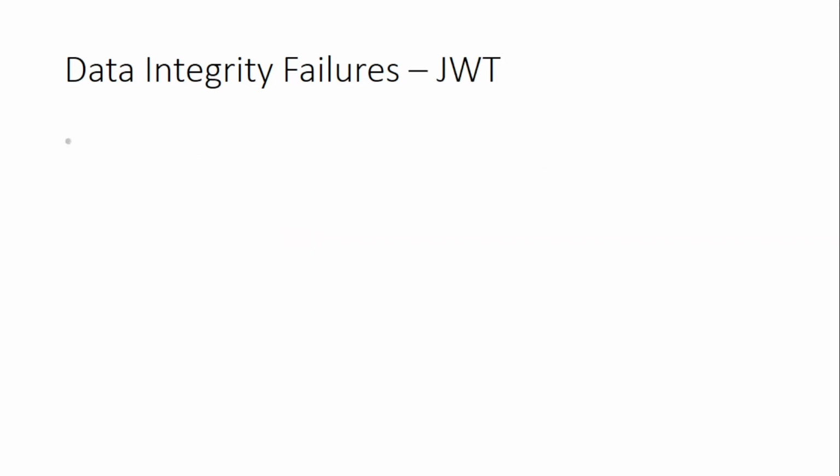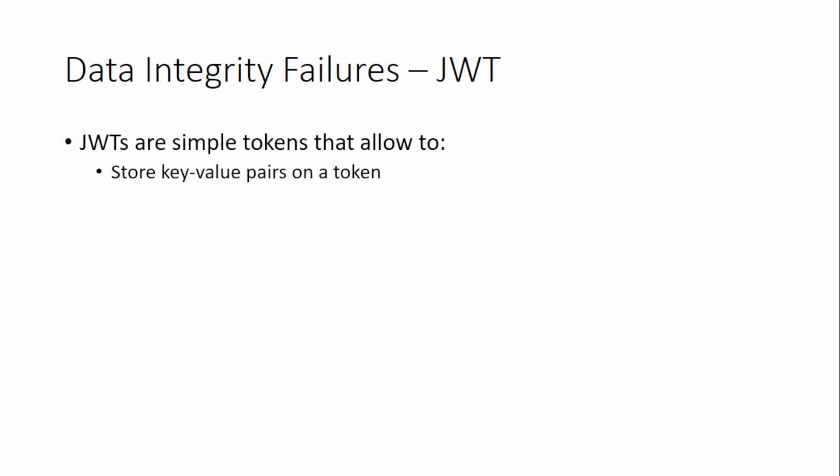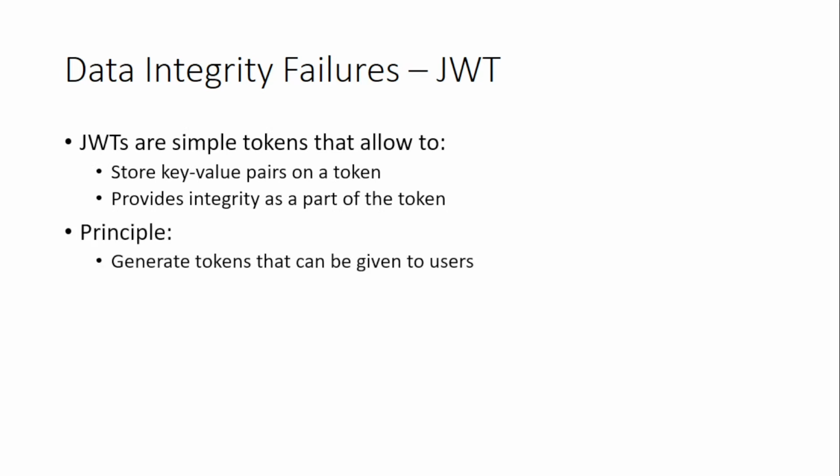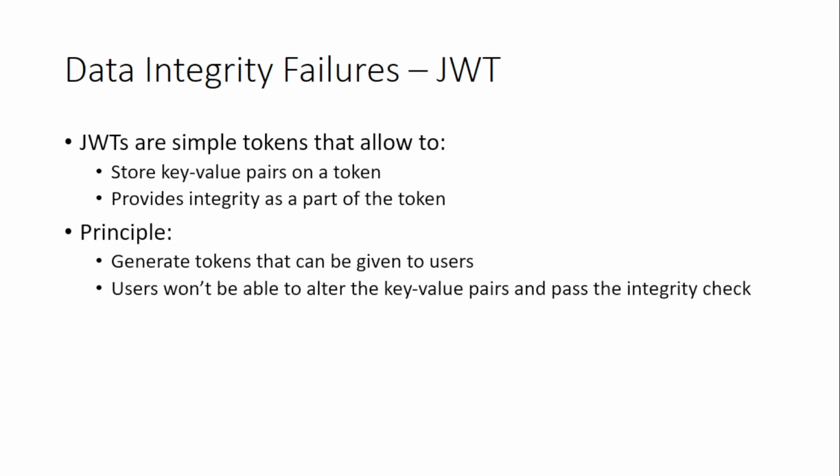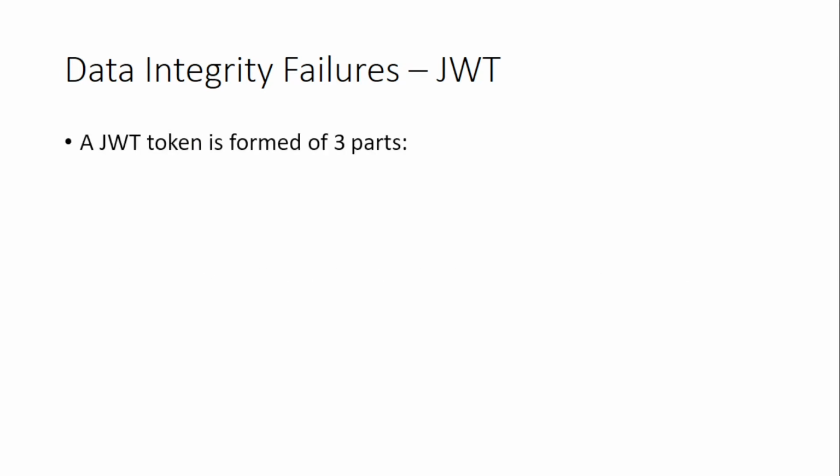So JWTs are simple tokens that allow us to store key-value pairs on a token, and that provides integrity as a part of the token. The idea is that we can generate tokens that we could give to users with the certainty that the users won't be able to alter the key-value pair and pass the integrity check. So a JWT token is formed of 3 parts.